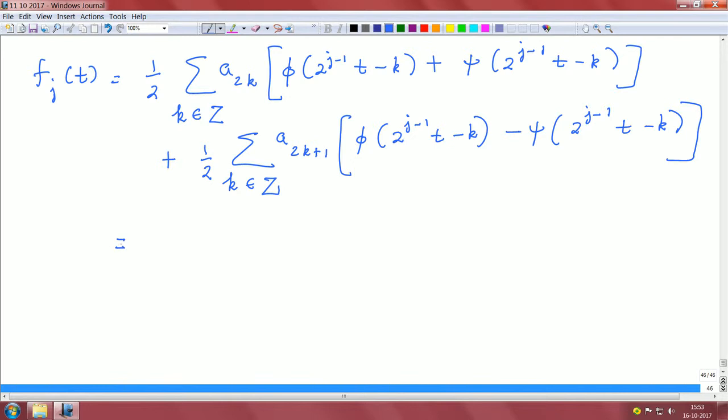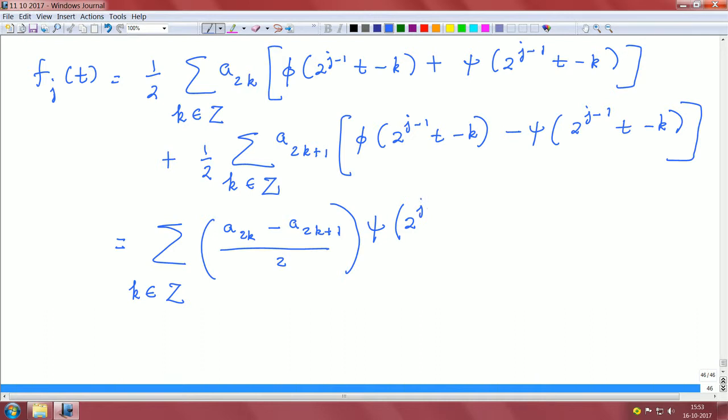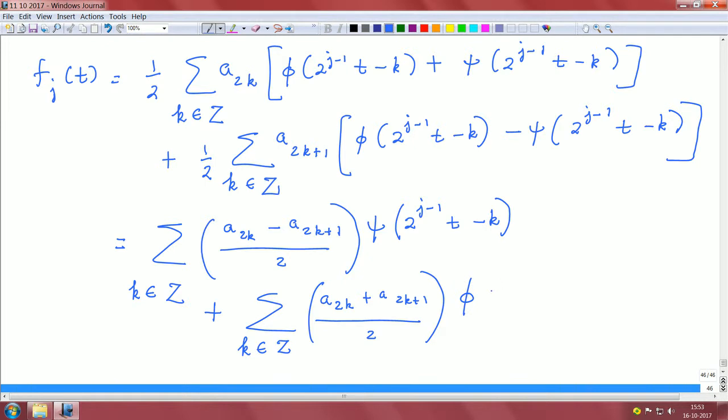Okay. Now, we can simplify this as follows. This is basically summation k belonging to the set of integers. What I do is I group the terms. So, I have a 2k minus a 2k plus 1 by 2 times psi 2 power j minus 1 t minus k, plus summation k belonging to set of integers a 2k plus a 2k plus 1 divided by 2 times phi of 2 power j minus 1 t minus k. Right, I call this as equation 3.